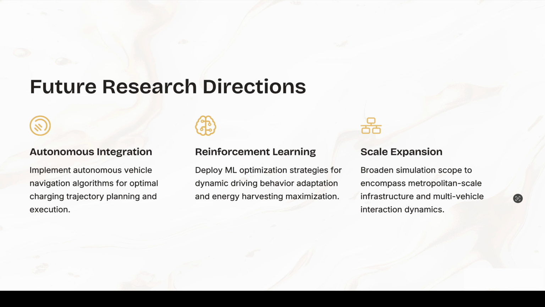Now, what are the next steps and future research directions? Currently we are implementing autonomous vehicle navigation to move on these roads for optimal charging trajectory planning and execution, instead of manual control of these vehicles. We also aim to employ machine learning optimization strategies for dynamic driving behavior adaptation and energy harvesting maximization. And we have scale expansion to broaden the simulation scope to encompass metropolitan scale and multi-vehicle interaction to mimic actual multi-vehicle traffic on roads.